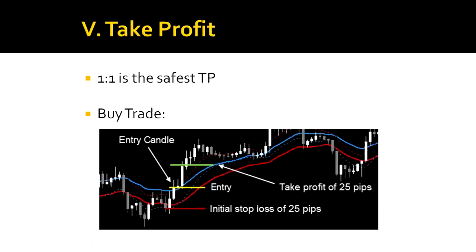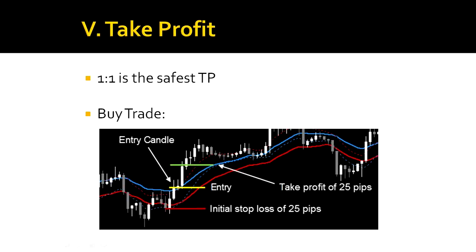The take profit level. We are going to initially go for a 1-to-1 take profit. We can see in this buy trade, a 1-to-1 take profit. What that means is whatever we're risking on the trade is what we're going for. So here we can see the yellow horizontal line is our entry, and we can see where the entry candle is. The initial stop loss goes just below the 20 EMA of the lows. And in this example, it's 25 pips away. So where we enter, where the stop loss is, that distance, 25 pips, means we are going for a 25 pip take profit, 1-to-1.